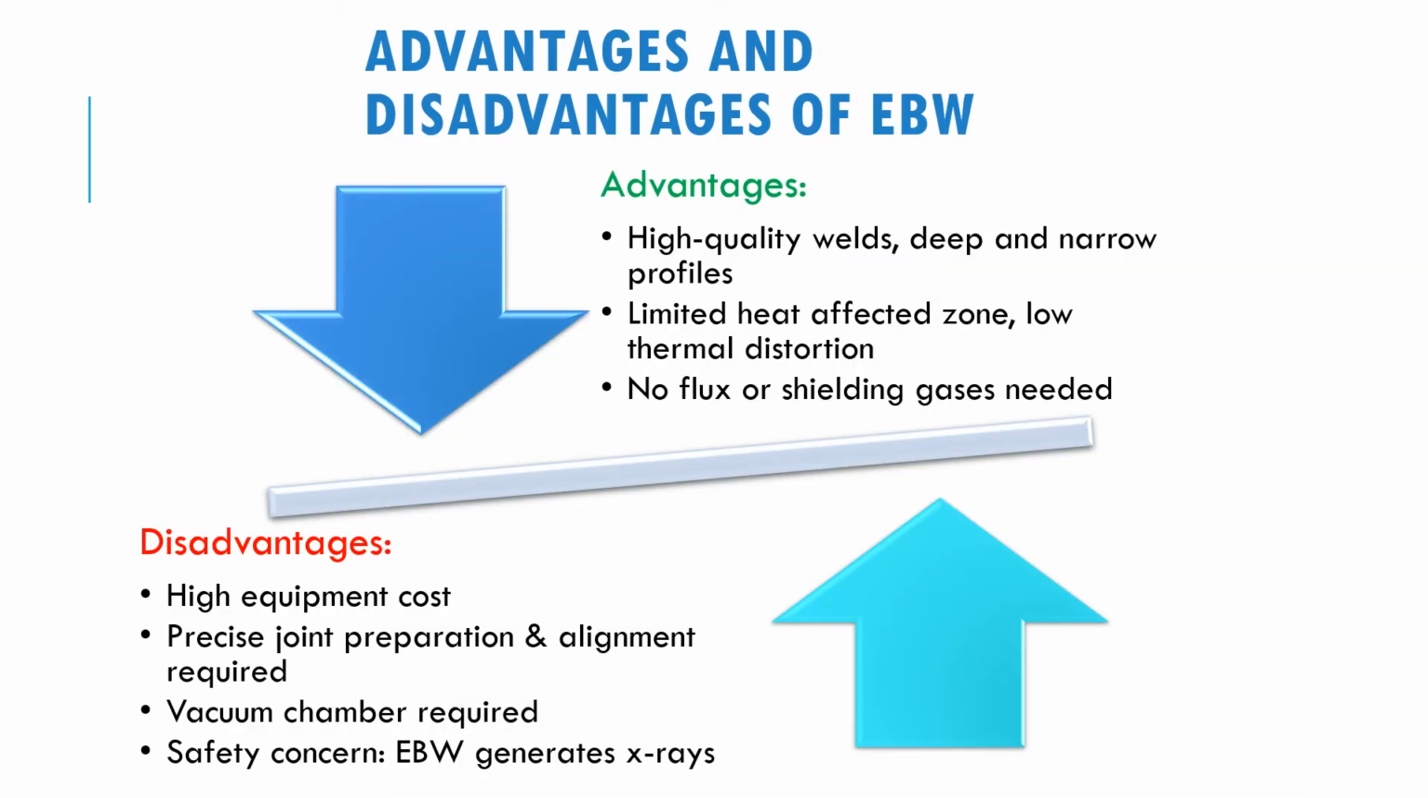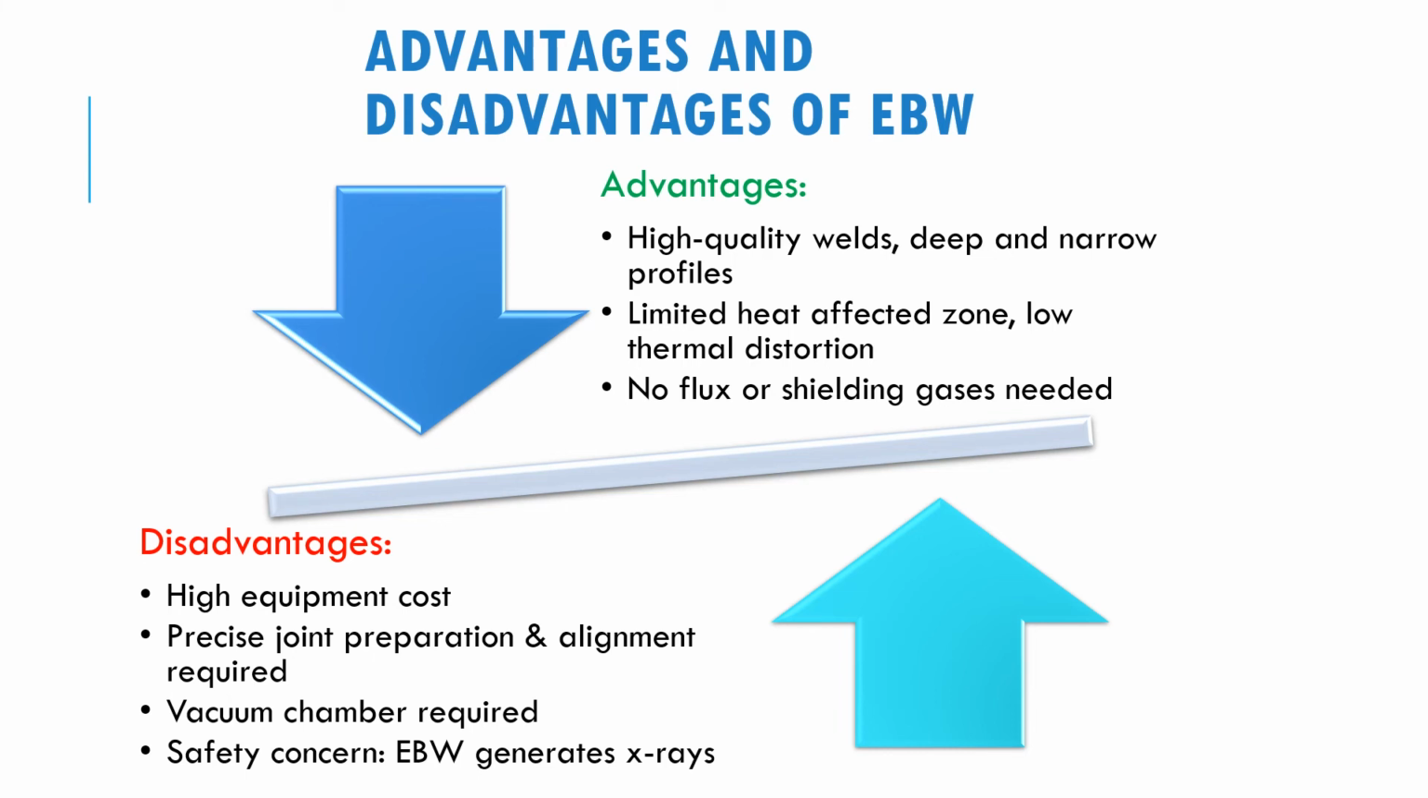So for EBW, there are advantages and disadvantages. As for the advantages, you can produce a very high quality weld, which has a deep and narrow profile, where you can focus on the area, and then there will be less damage on the area. So there will be a limited heat affected zone and low thermal distortion, because the process is very focused. And there will be no flux or shielding gases needed in this process.